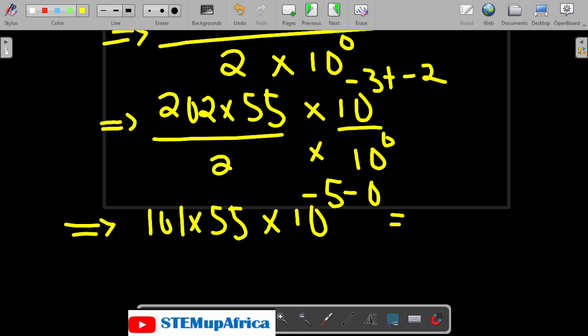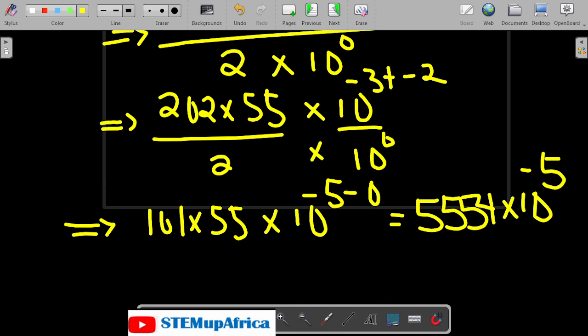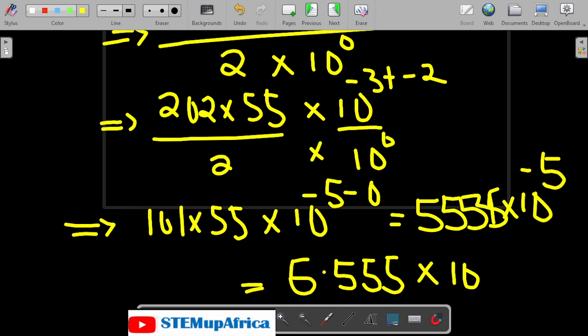So what is 101 times 55? That will give us 5555, times 10 raised to the power minus 5. So I can write this as 5.555 times 10 raised to the power minus 1. So that is the answer in standard form.